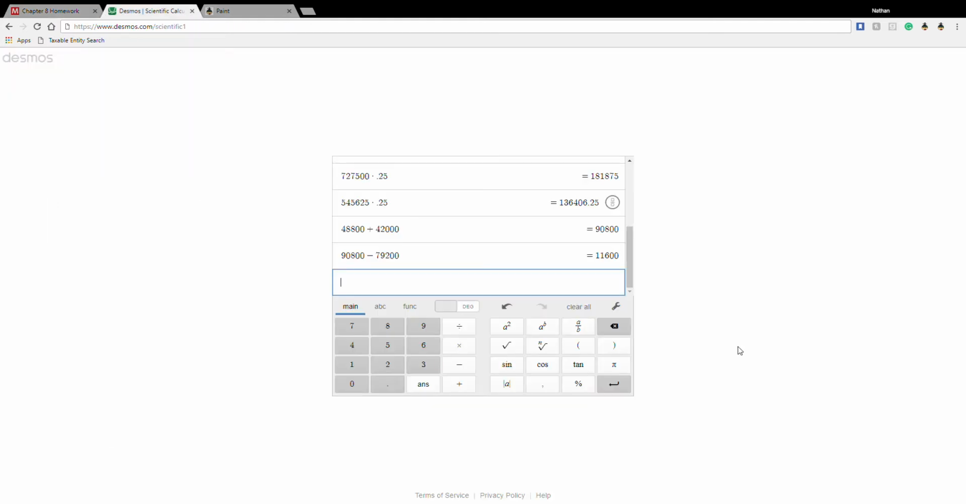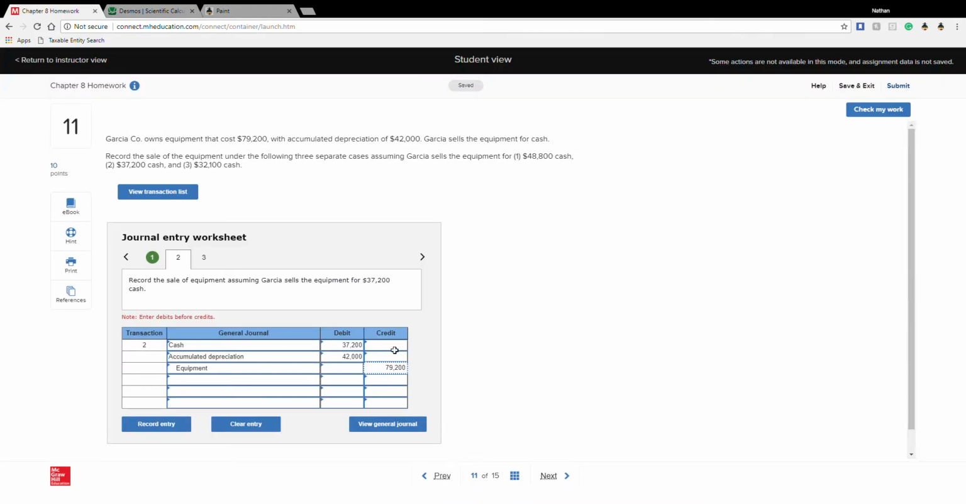So 37,200 plus 42 is exactly 79,200. Whoa! So it's in balance. We don't have to worry about anything. Awesome sauce. Okay, cool. So there is no gain or loss. That's cool. Sometimes we do. We just break even. If we break even, things are good.